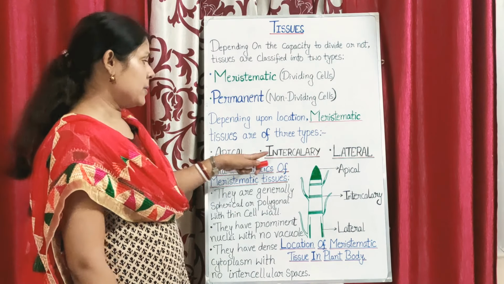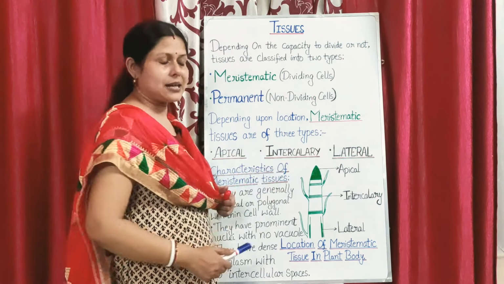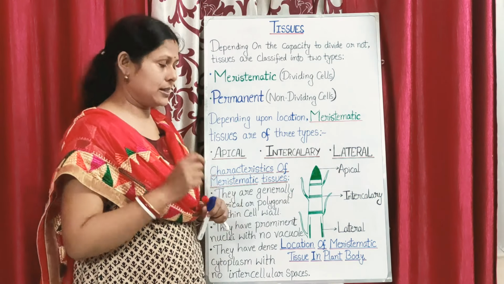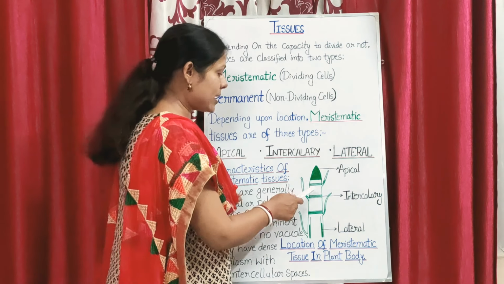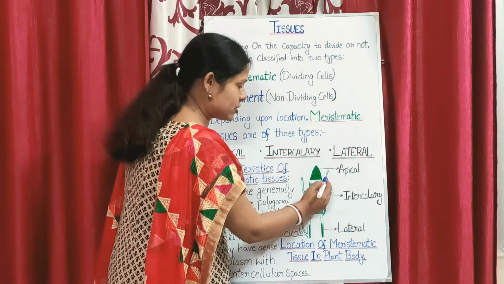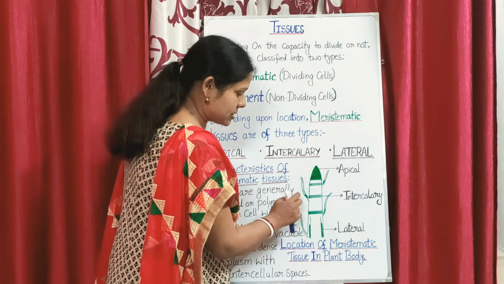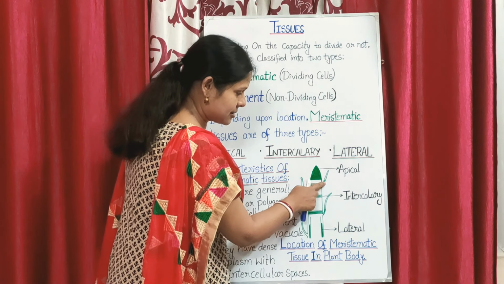The next type of meristematic tissue is your intercalary meristematic tissue. Now this intercalary meristematic tissue is found in two places. What are these two places? One is at the base of the leaf. Now these extensions which I have drawn here, you can see these extensions. I have drawn here some dark regions, isn't it? This is the dark region, this is the dark region.